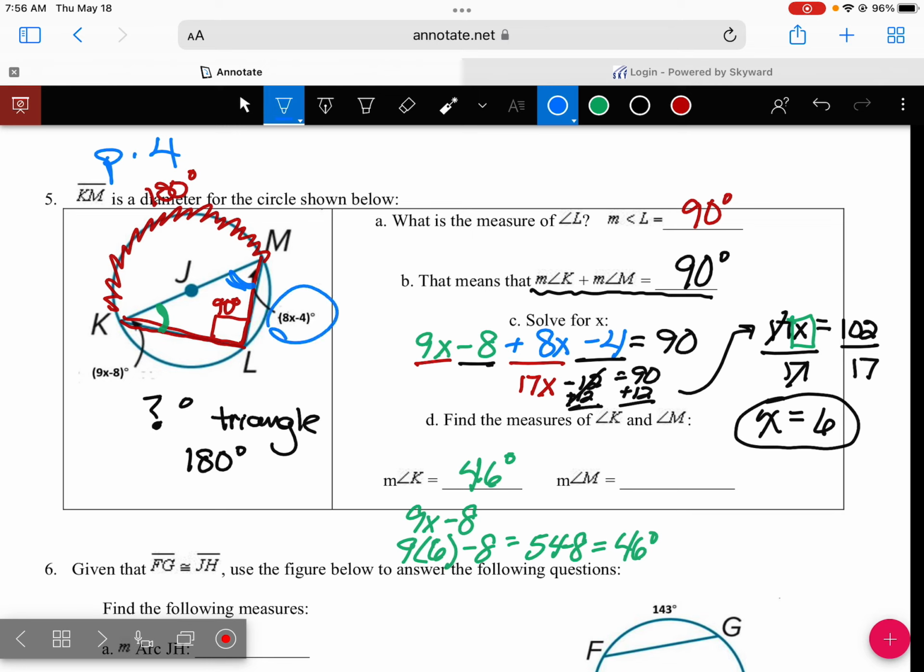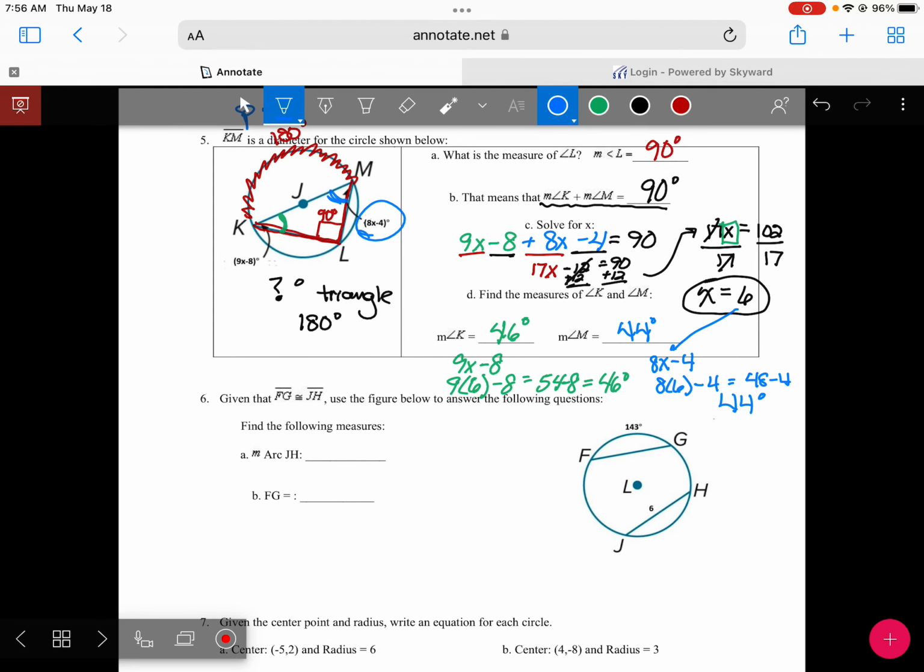M, as I look over here, is 8x minus 4. Substitute that 6 in place of the x. 8 times 6 minus 4 is 48 minus 4, which is 44 degrees, because we're talking about the angles. Okay? All right. Any questions on number 5?